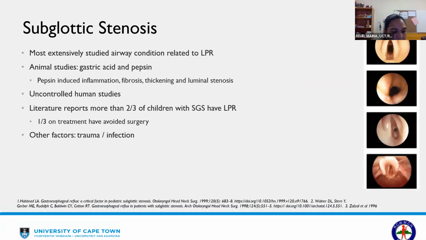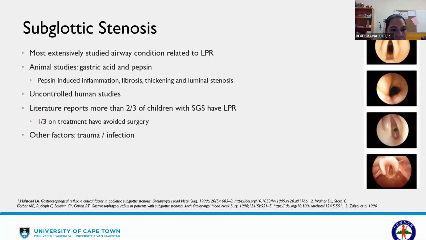Looking at subglottic stenosis, this is actually the most extensively studied airway condition that's related to LPR. Most of the studies have been done as animal studies, looking at gastric acid and pepsin. The mechanism thought for the development of subglottic stenosis is pepsin-induced inflammation, fibrosis, thickening, and then luminal stenosis.